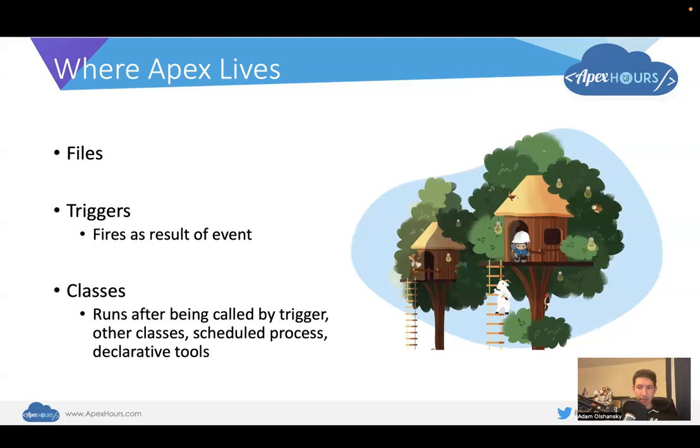And classes can be called by a trigger. They can be called by other classes. They can be scheduled. And you can call them from declarative tools as well, right? You might be familiar with the concept of invocable methods you can call from a flow, for example. But that's where all your Apex is going to live. So I'm going to show you now a sample trigger and a sample class that it calls.